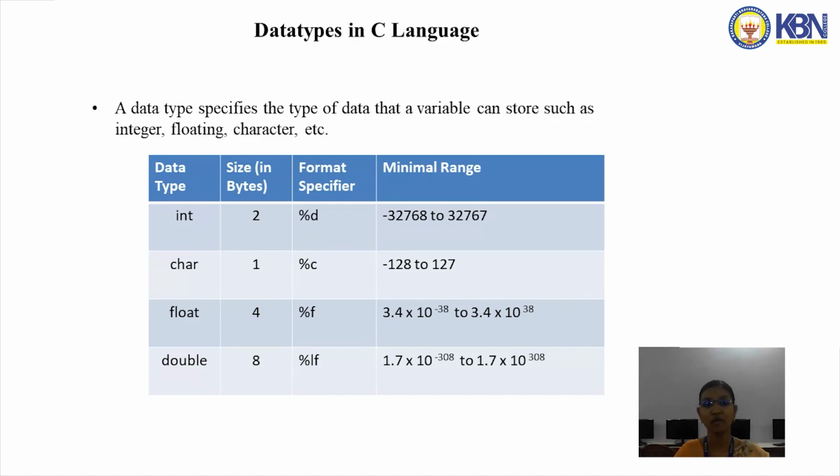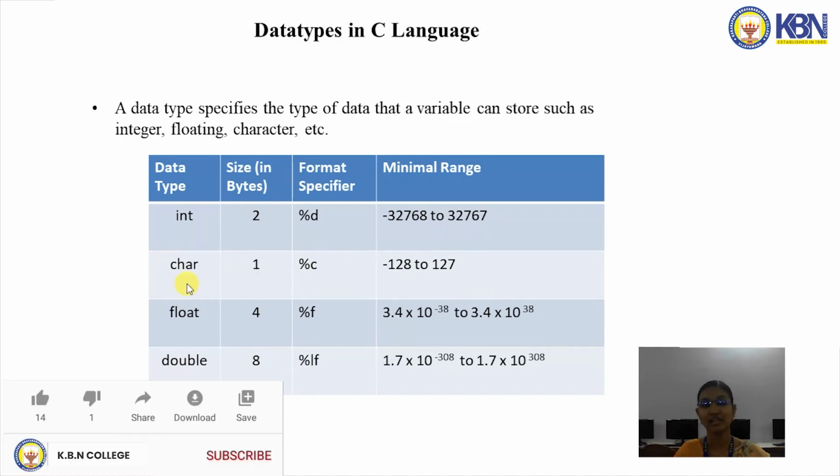We mainly have four basic data types. First one is the integer data type, second one is the character data type, third one is float, and finally the double data type. Here the integer data type consumes 2 bytes, its format specifier is %d, and its range is minus 32,768 to 32,767.